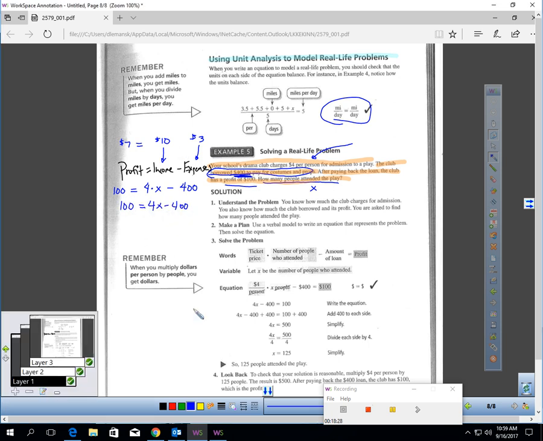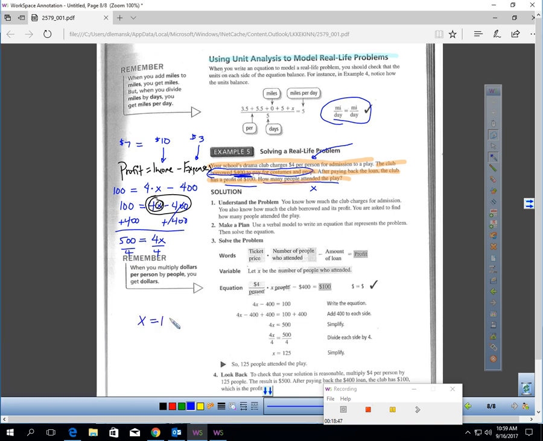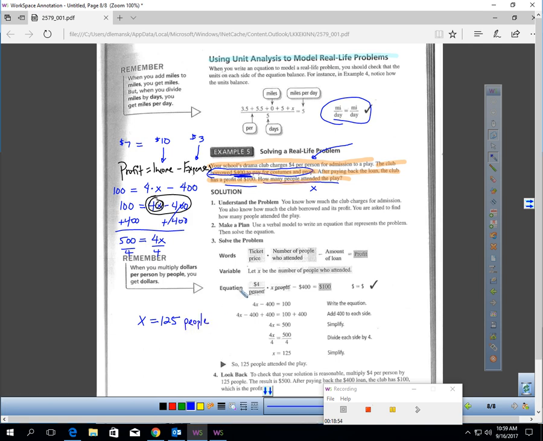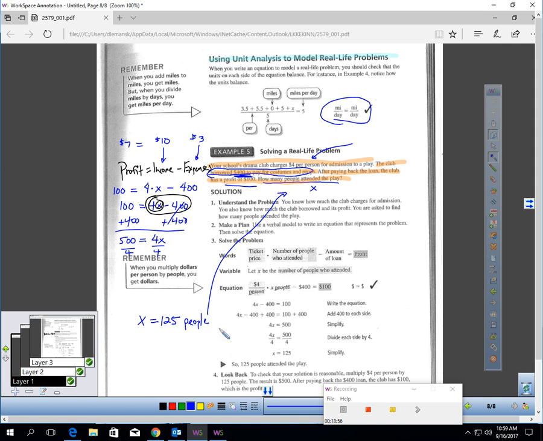So, onion time. There's the center. There's my layers. I have to add 400 first. So 4x equals 500. Divide by 4, and it looks like my answer is 125. That means 125 people attended the play. That was what I was looking for. How many people attended? Now, let's check and see if the units made sense.